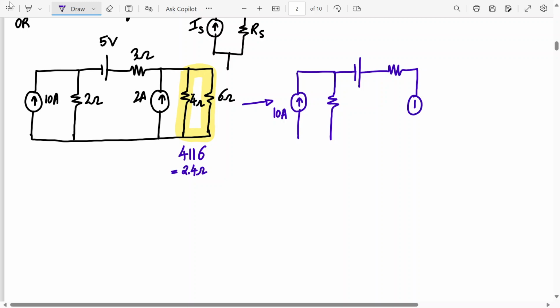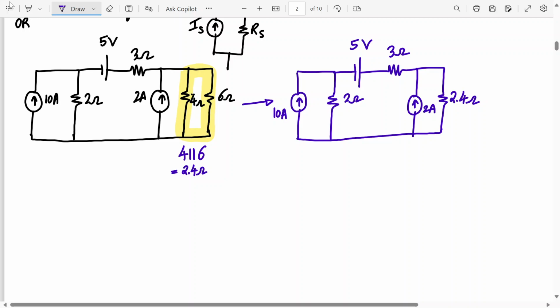Source transformation numericals, we have to draw the circuit again and again until we are left with a single current source with a single resistance. This is 2.4 ohms. This is how much? 2 ampere. This is 3 ohm, 5 volt, 2 ohm. Alright.